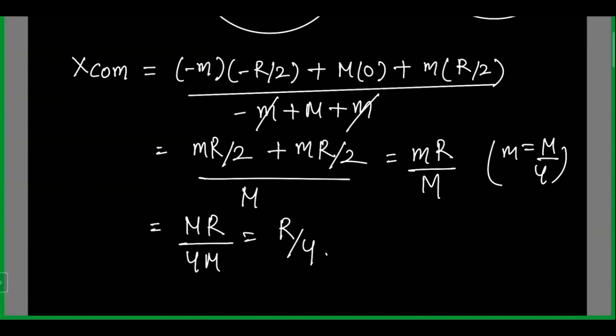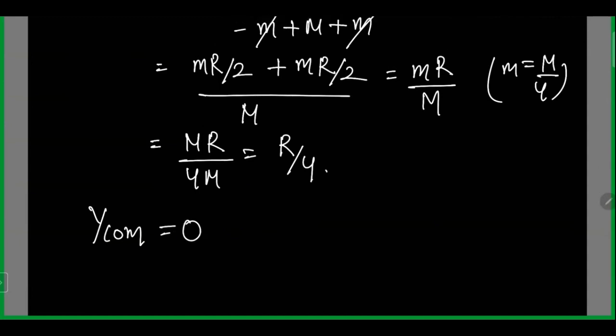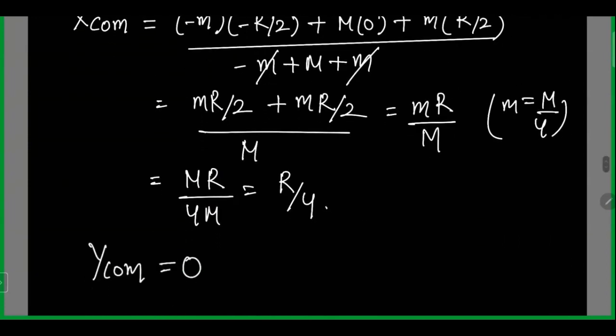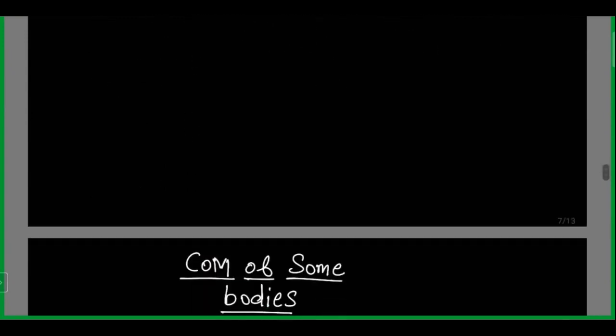Now what about my y center of mass? My y center of mass will be 0, because you can see all three bodies are along the x-axis. So there is no body along the y-axis. So my y center of mass will be 0 and my x center of mass will be r by 4. So this is a concept which I have used to solve the problem of the cut down portion. If some part is cut out of the body, then this is how you solve the problems. I hope that you have understood this.